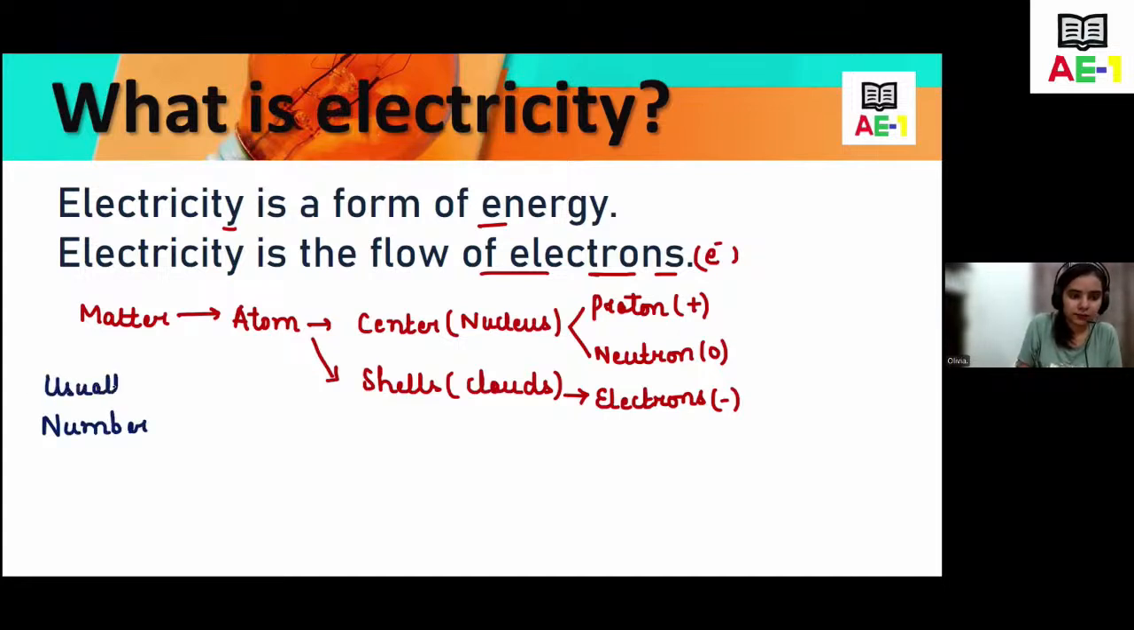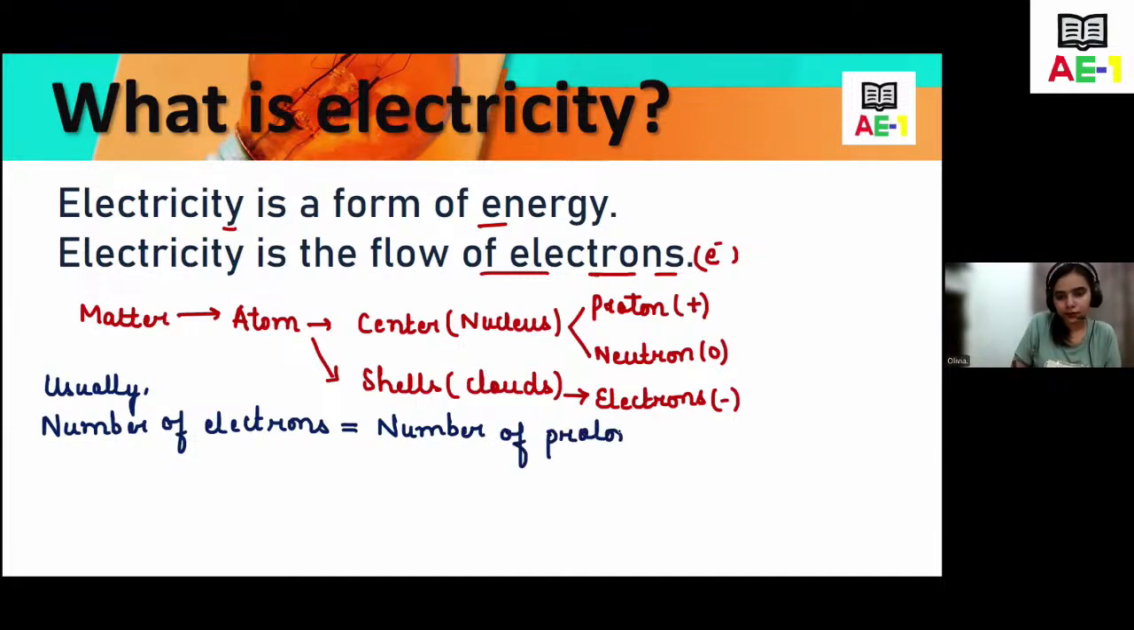Usually, the number of electrons is equal to the number of protons. Okay? This situation is for a normal situation when there is no external force, nothing like that. This is when your atom is neutral.